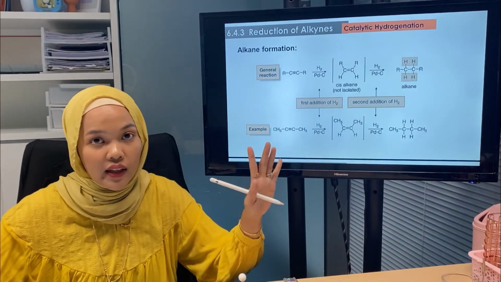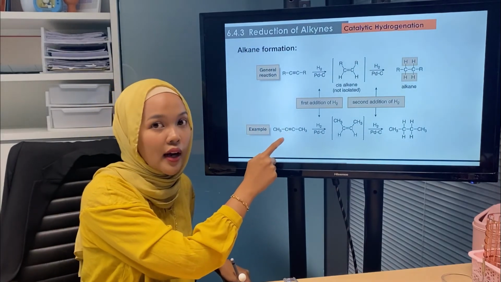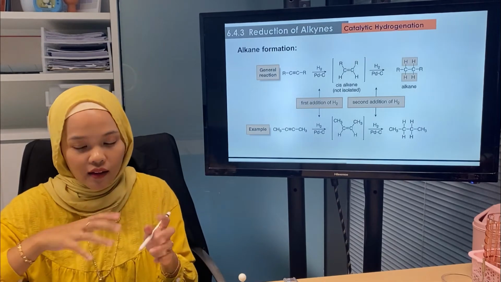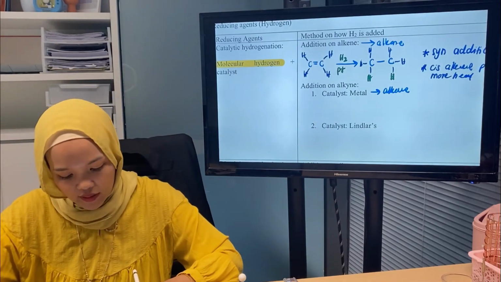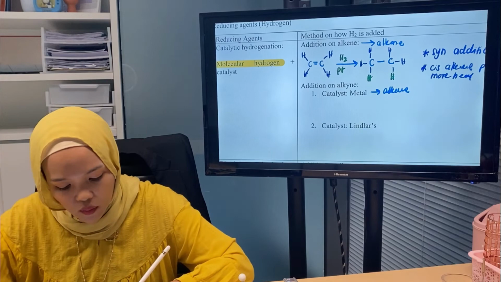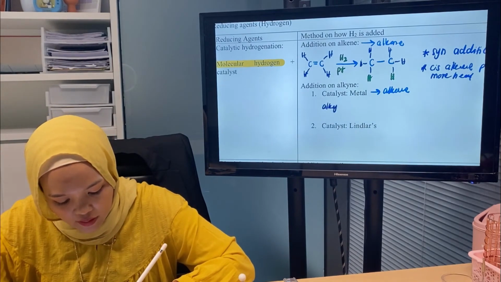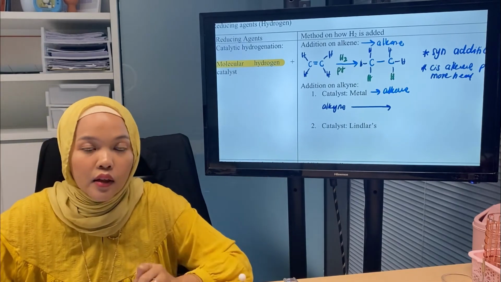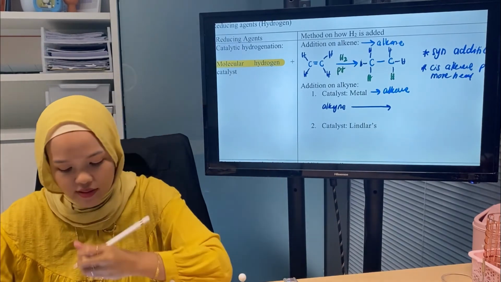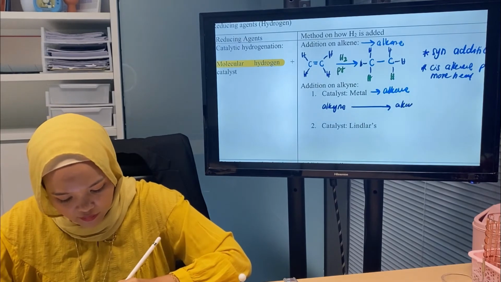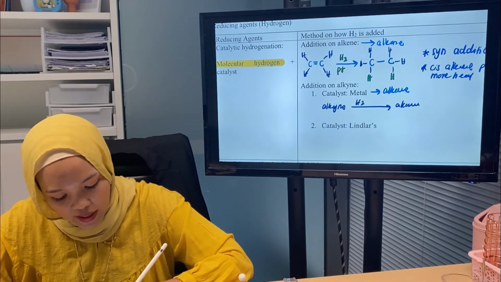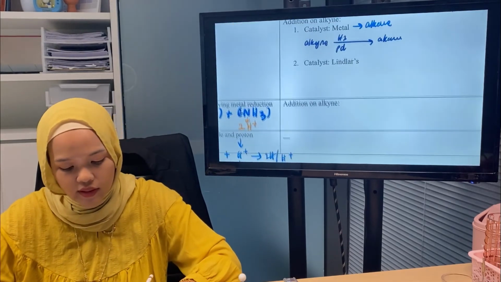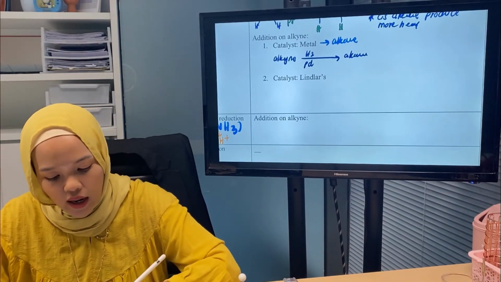You cannot separate it. Once you conduct catalytic hydrogenation, you will produce alkane. So here, when you have alkyne, this one will straight produce alkane. It will not stop at alkene. You need to understand that. Here, hydrogen plus palladium, or platinum. All right. Next, addition on alkyne.